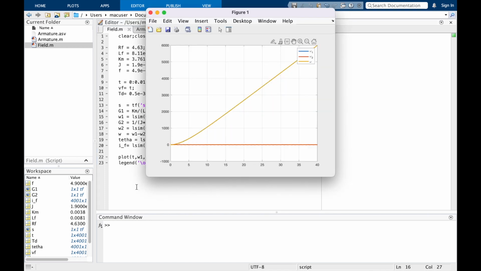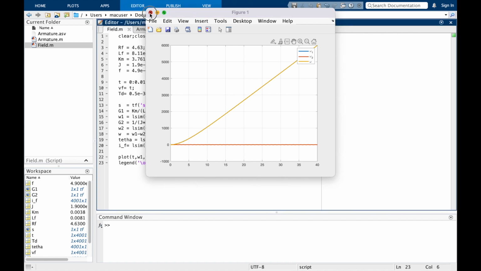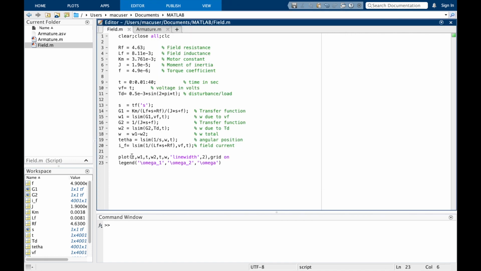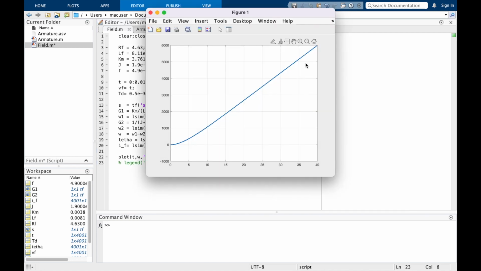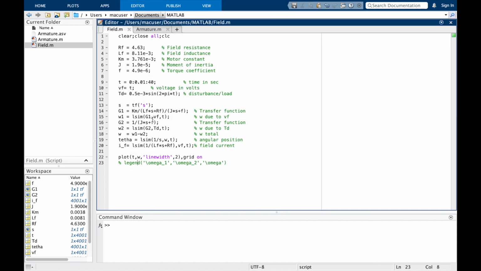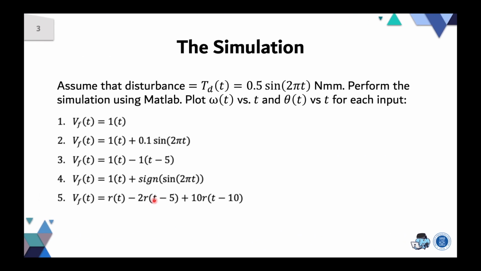Okay, let me show you omega only, something like this. So this is the response when the input is the ramp function. Now again, I'm separating the simulations into 3 parts. So this is the first part, it will be the second, and it will be the last.